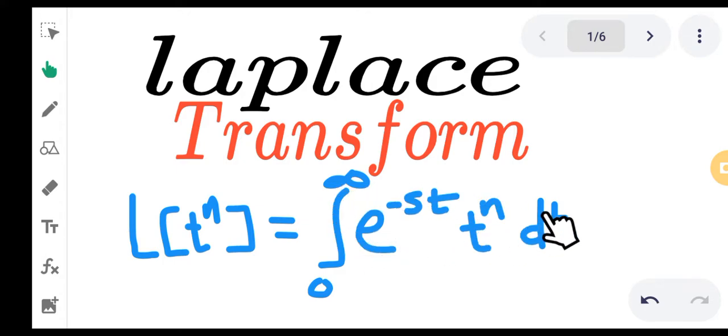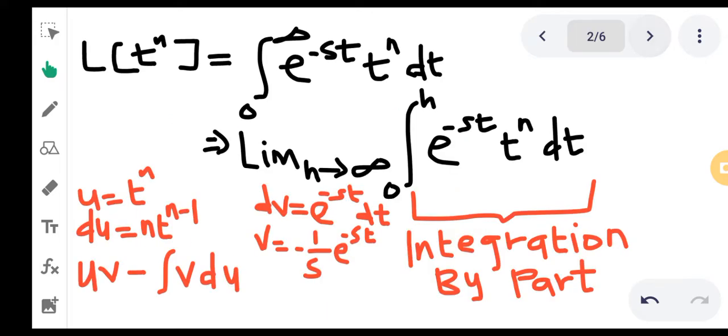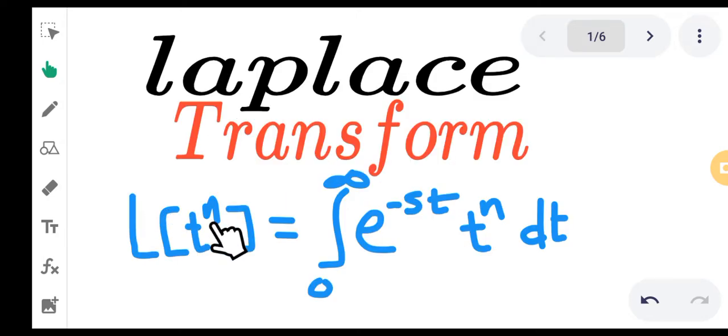After writing it in this form, we ask ourselves, how can we integrate e exponent minus st multiplying t exponent n? So this is an exponential function times some function t exponent n. So we have to use integration by parts. Basically that's what I've written here. So I've not changed anything.